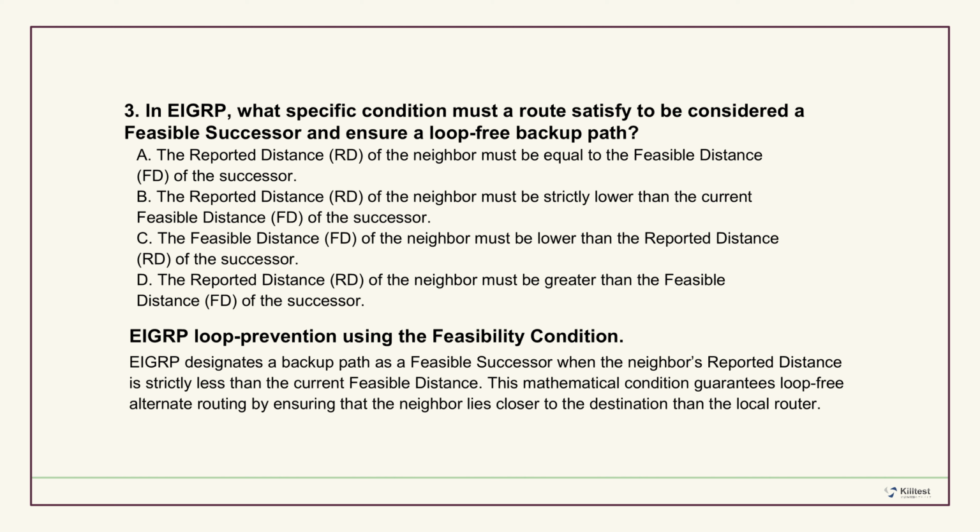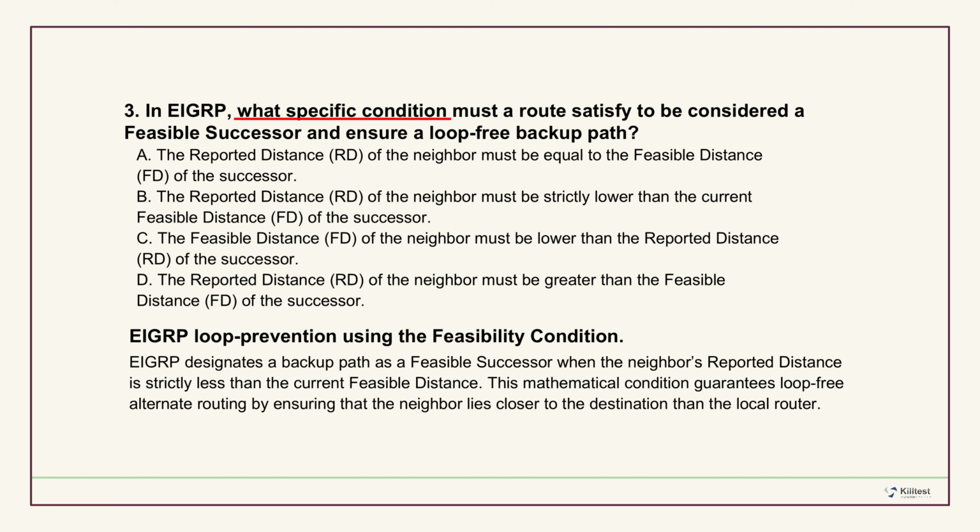And this is really the genius of the EIGRP algorithm. Unlike the old distance vector protocols that just used hop counts and timers, EIGRP uses what's called the feasibility condition to guarantee a loop-free backup path. So break that rule down for us. What's the specific requirement for a route to qualify as a feasible successor, a safe, loop-free backup path?